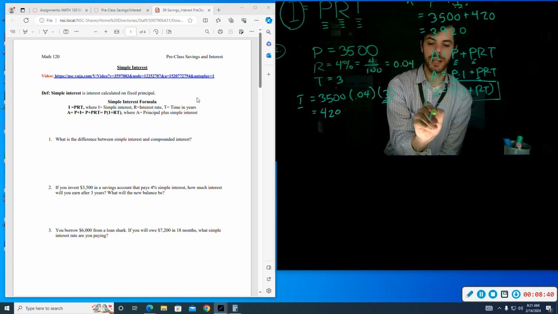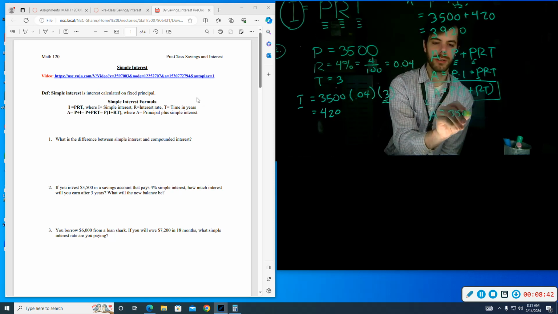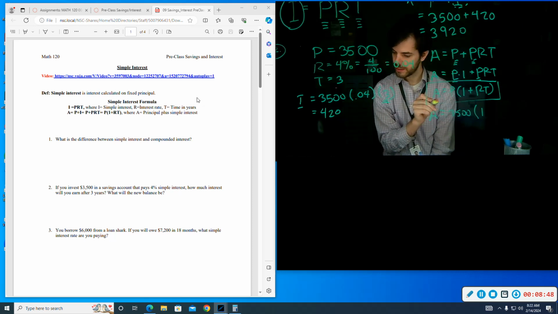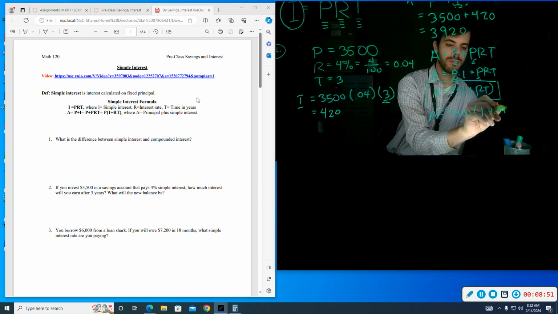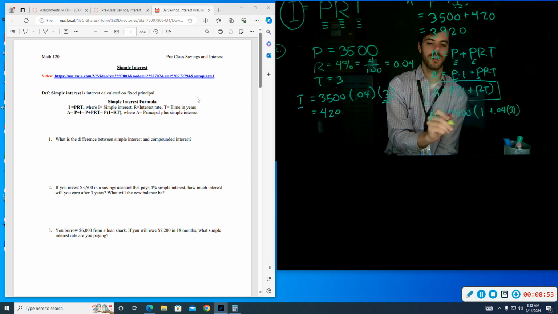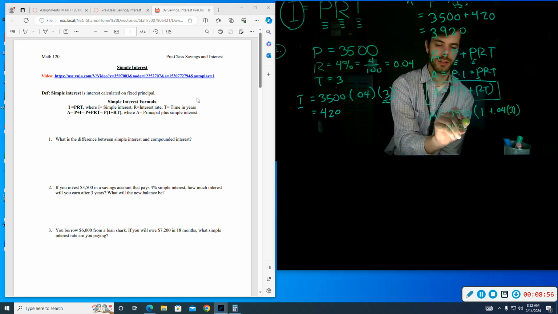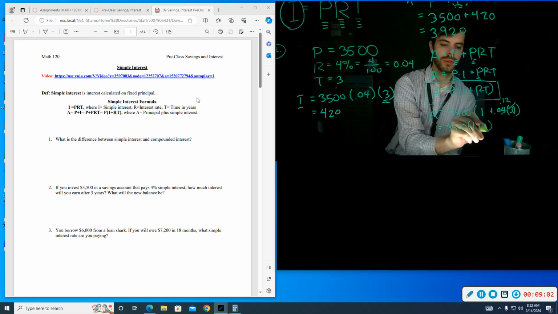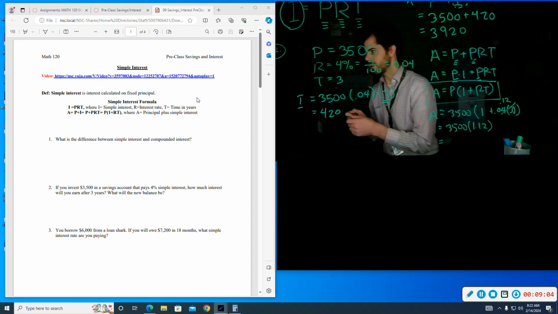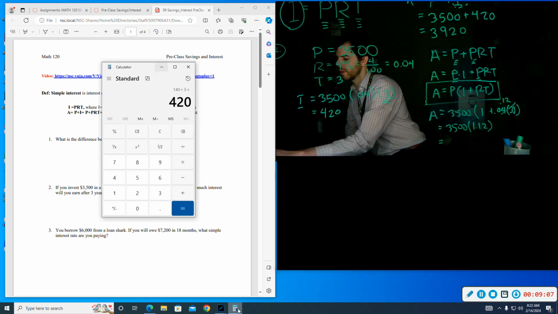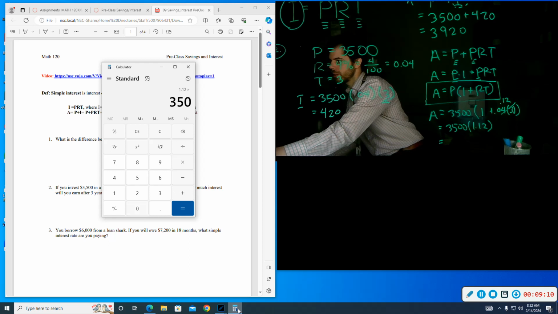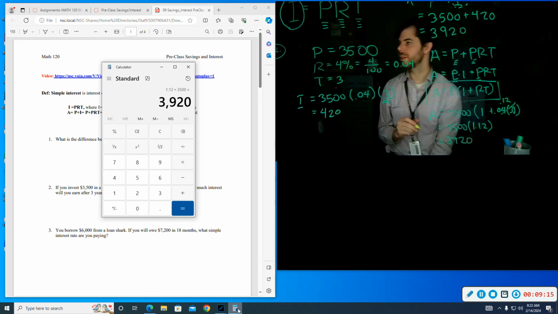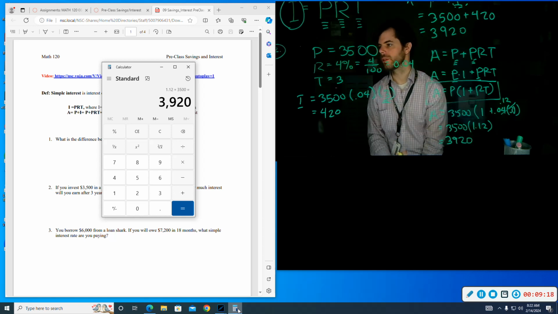And now I can solve it as 3,500 multiplied by 1 plus the rate multiplied by time, right? So this gives me 3,500 times, this ends up multiplying out to 0.12, so I have 1.12 times 3,500. So if you plug that into your calculator, we should get the same thing. 1.12 times 3,500, that gives us 3,920.